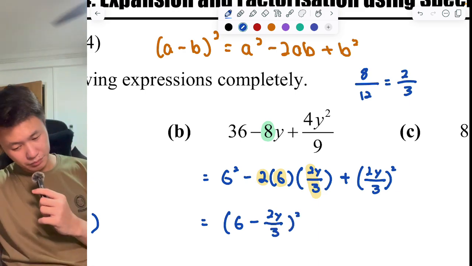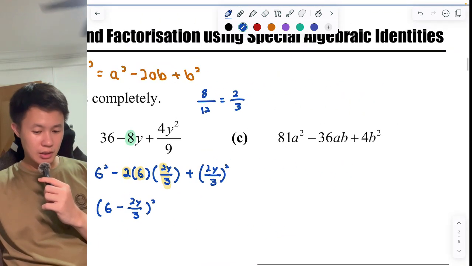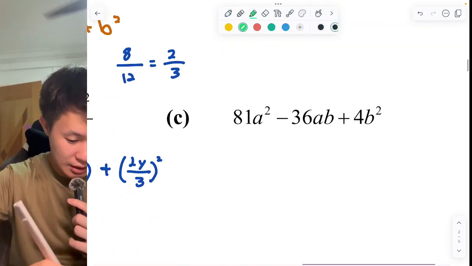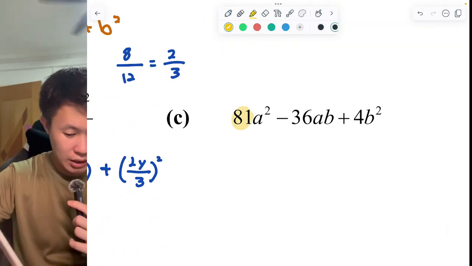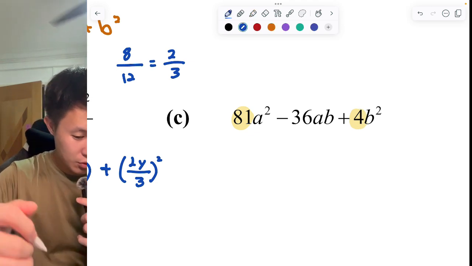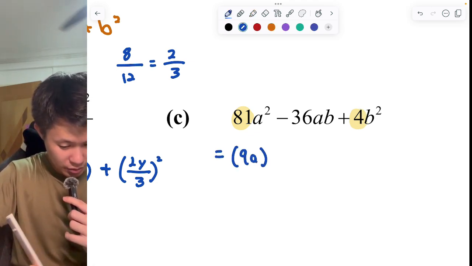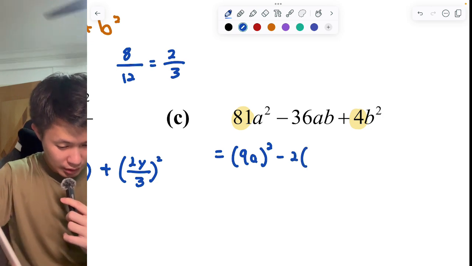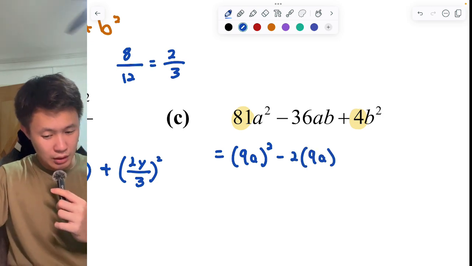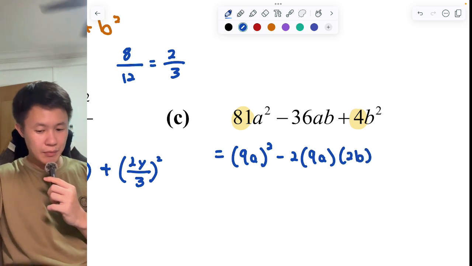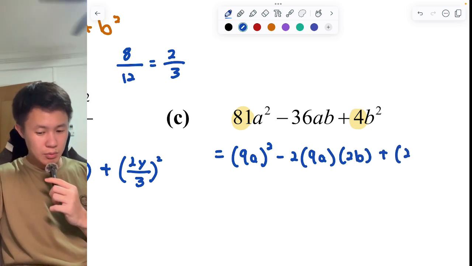bracket square. Okay, the last one over here is a little bit more challenging, but as I said, they are all very nice coefficients here, 81 and 4. So let's go ahead and do them. So this gives me (9a) bracket square minus 2 times, I definitely need a 9a over here. And this is 18a, so I will have 2b. And from here, I'll have (2b) bracket square.